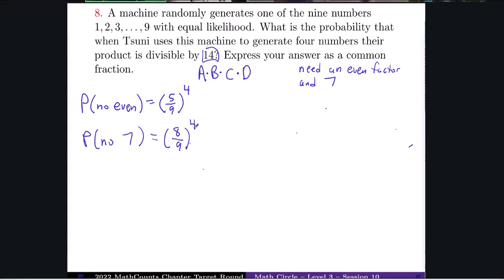Now, this is a little bit more tricky because we also had kind of overcounted here. So this is our whole Venn diagram stuff. I found the probability of no evens. I found the probability that we have no odds. But there are going to be some combinations that have no evens and no odds that we're kind of double counting.